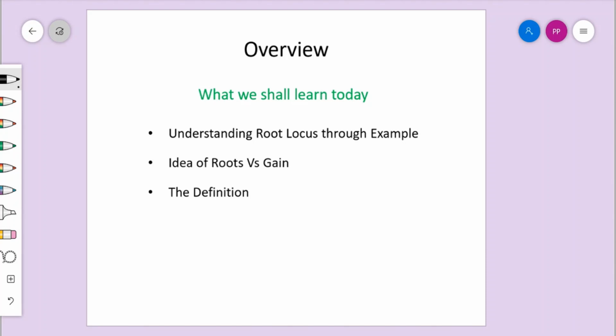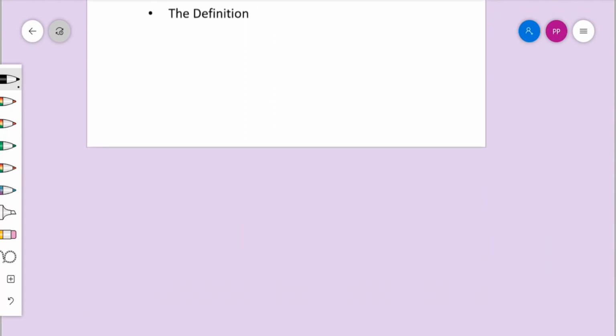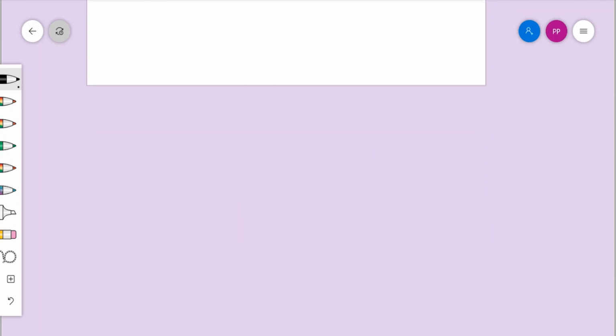Then we will understand how the idea of variation of roots can be checked with the variation of different parameters like gain of the system. This is about the closed loop system. So by the end of this lecture we will understand how all these conceptions will lead to the definition of the root locus technique. So let us start with the simple example to make the concept.